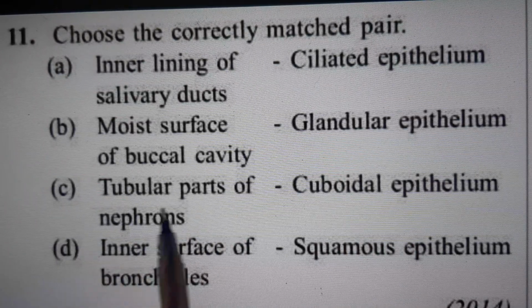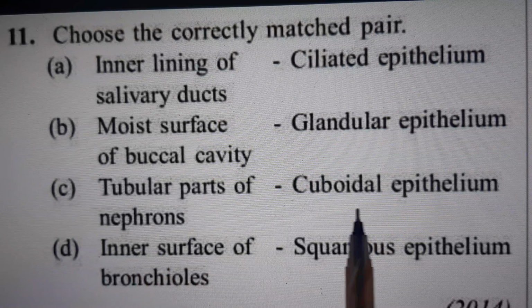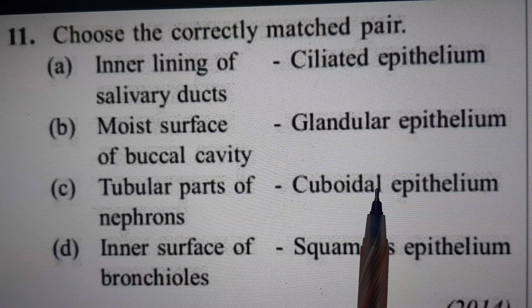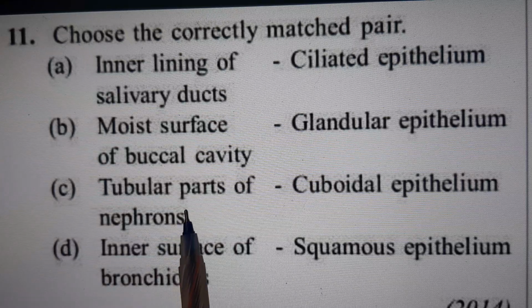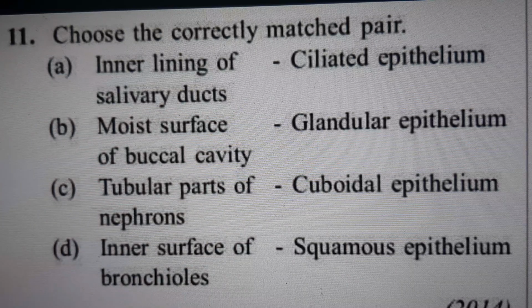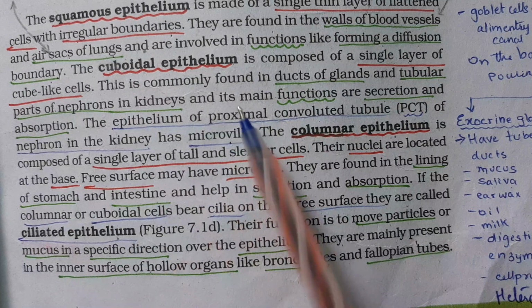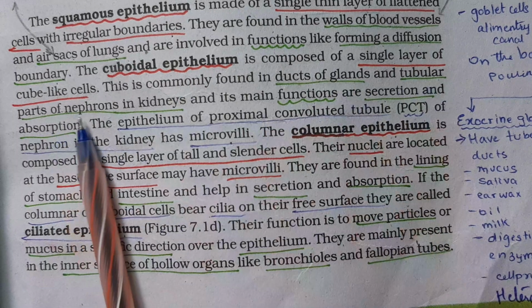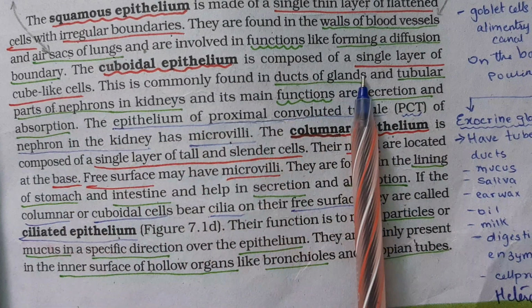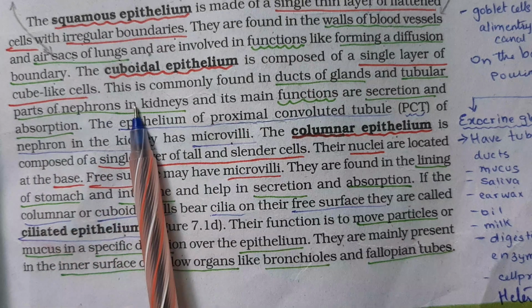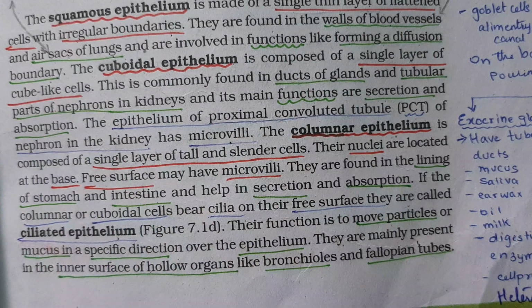Let us look at C. Tubular part of nephron, cuboidal epithelium. Yes, this is correct. It is given in NCERT. Cuboidal epithelium is composed of a single layer of cube-like cell. This is commonly found in ducts of glands and tubular parts of nephron, as it is. So option C seems to be correct.